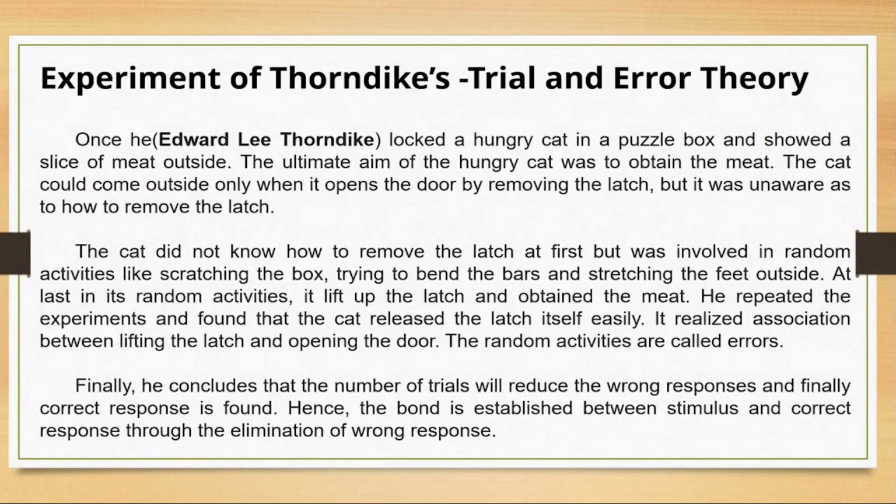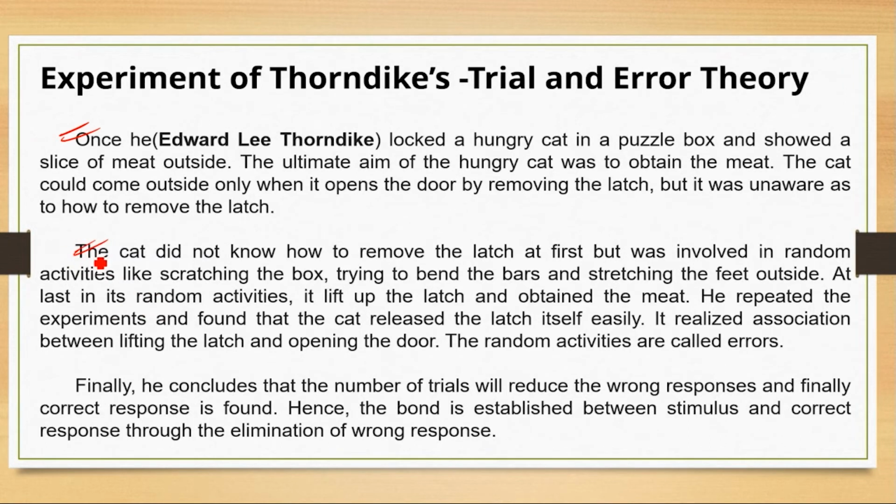First, we need to know the experiment that Thorndike performed to explain the trial and error theory. So what was the experiment? Let's go through it. Once he, Edward Lee Thorndike, locked a hungry cat in a puzzle box and showed a slice of meat outside. The ultimate aim of the hungry cat was to obtain the meat. The cat could come outside only when it opens the door by removing the latch, but it was unaware of how to remove the latch.